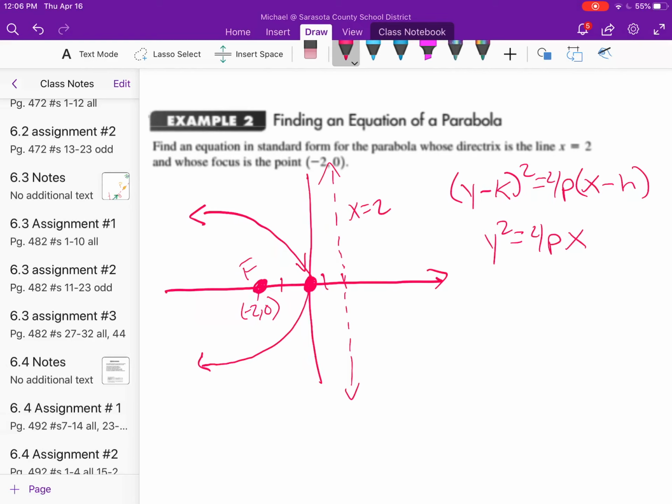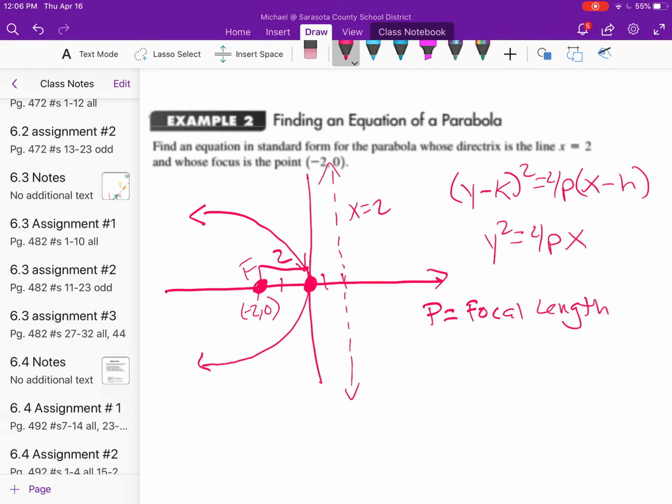So I already know that the distance from the focus to the vertex is a distance of 2. And so if that's the case, that is the focal length. That is what p is. Remember, p is the focal length.